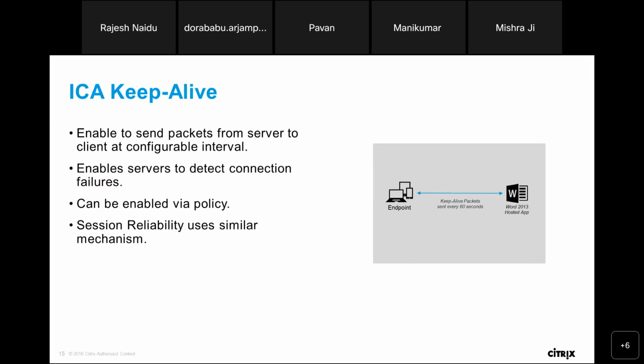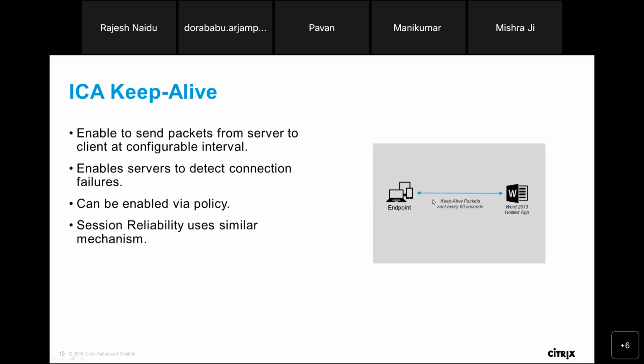The next feature is ICA Keep-Alive. Keep-Alive means the session is always kept active between the end user machine and the application. When enabled, it sends packets from the server to the client at a configurable interval, enabling servers to detect connection failure. It can be enabled via policy. Session reliability uses a similar mechanism.